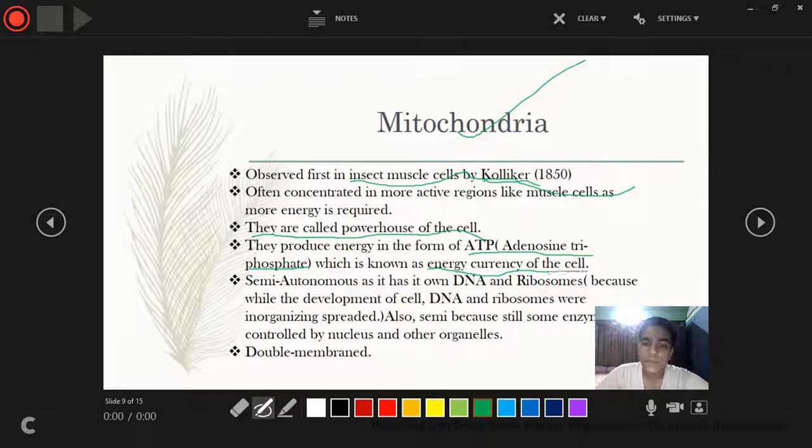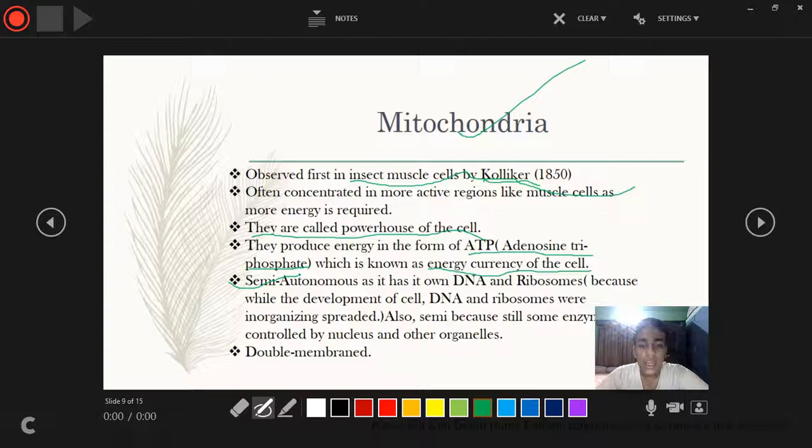Like you have a 10 rupee note. That is the currency. From that you buy something. But the thing with which you are buying, that is the currency only. So here also ATP is the energy currency of the cell. In the form of ATP, energy is produced. So ATP is more important here.